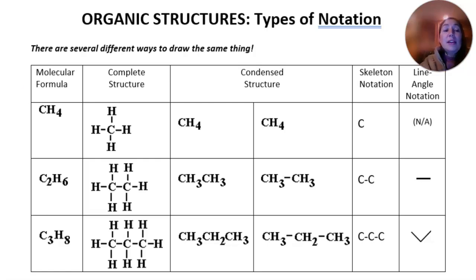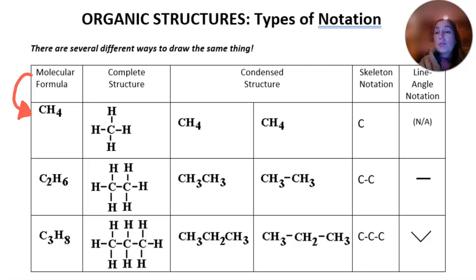So we can have molecular formulas for organic molecules, and the molecular formula just tells us the number and type of atoms. It's an atom count. It's like saying H2O for water. CH4 is a molecular formula. So here we've got the formulas CH4, C2H6, and C3H8.